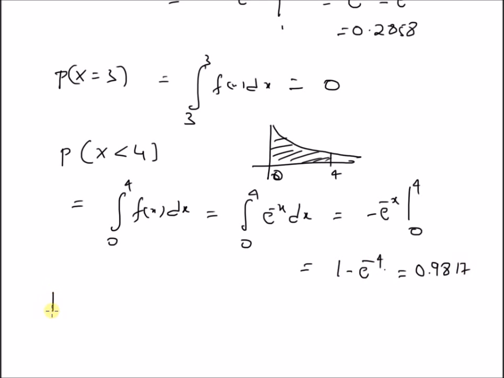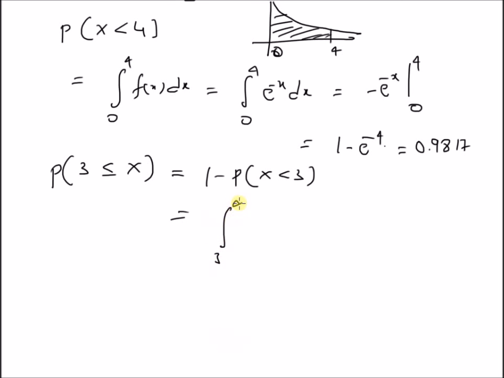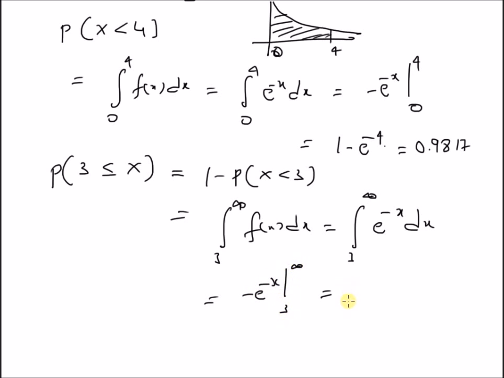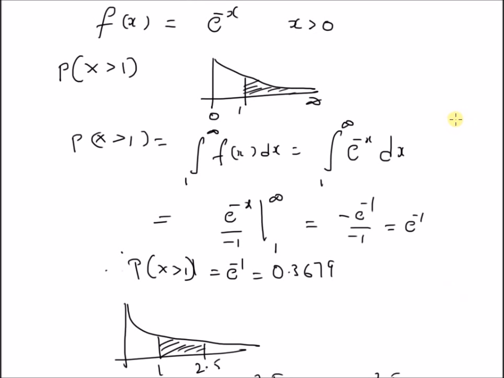And finally, the probability of x greater than or equal to 3, which is also 1 minus the probability of x less than 3. This is equal to integral 3 to infinity f of x dx, that is, integral 3 to infinity e power minus x dx. This is minus e power minus x with limits 3 to infinity. This should be equal to e power minus 3, which is equal to 0.0498. Thus, we can calculate probabilities of different intervals given the PDF.